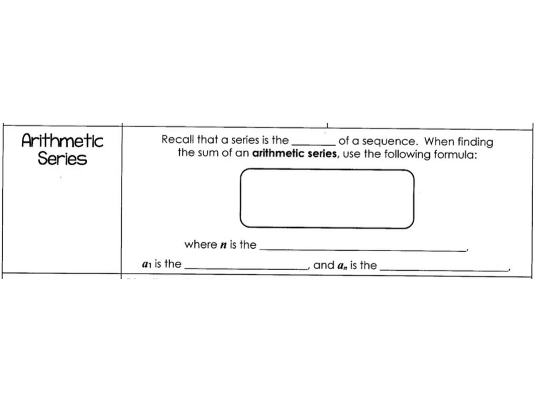All right, now let's talk about arithmetic series. So I want you to recall that a series is just the sum of a sequence. I think I mentioned it at the very beginning of this video. A series is just when we add together all the terms of a sequence. It's the sum of a sequence. And when we're finding the sum of an arithmetic sequence, we can use the following formula. We've got a special formula for the sum of an arithmetic series.